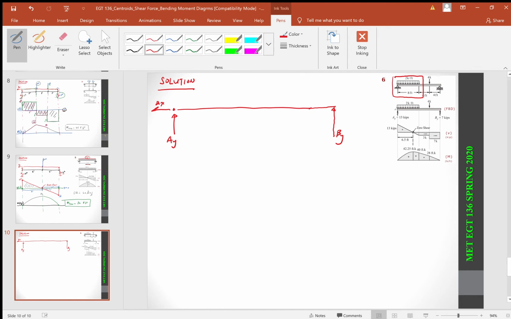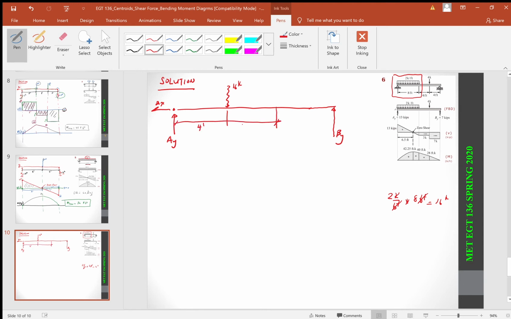This uniform load of 2 kips per foot is over a span of 8 feet. So again, it's going to be 2 kips per foot times 8 feet. The feet cancel out, and I'm left with 16 kips. That's the resultant force of this uniform load, and it's located at the centroid, which is half of that span. It's going to look something like this: 16 kips, located at half of that span.